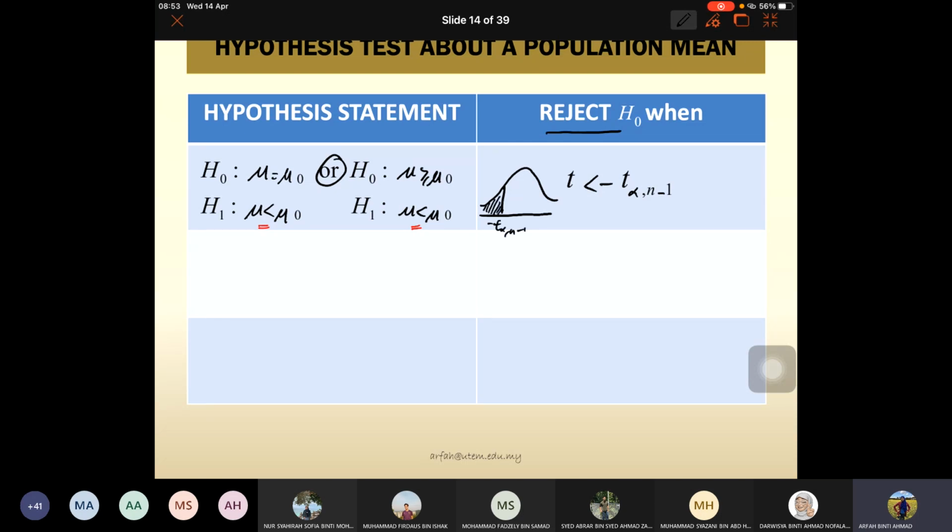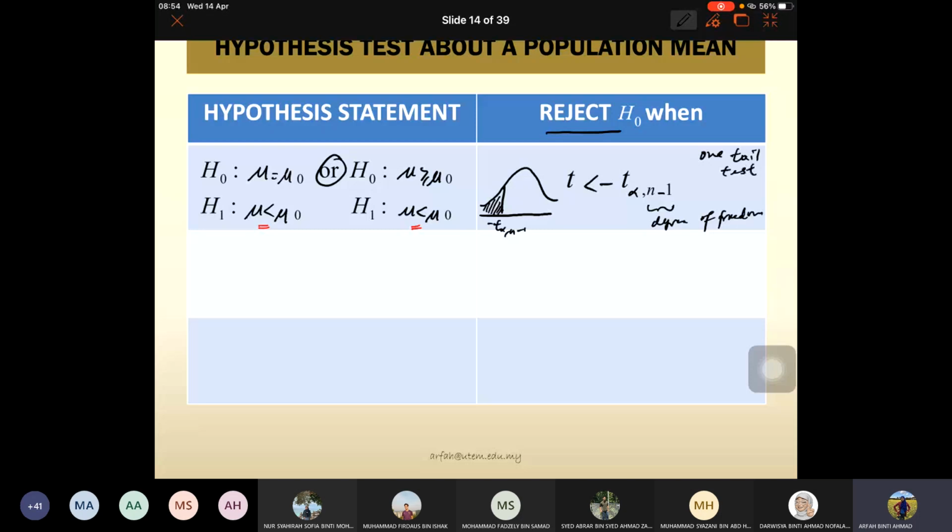Ini negative T alpha, n minus 1 degree of freedom. Kenapa ada n minus 1? Sebab ini adalah degree of freedom bagi T distribution. Okay. So kita tengok dekat H1, tanda lebih kecil. So dia jadi one tail test, belah kiri.